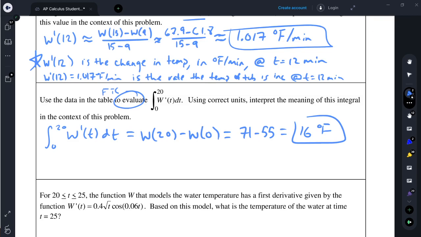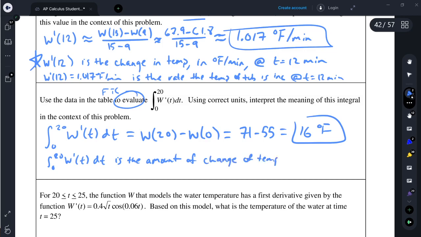So using correct units, explain what this means. So the integral from 0 to 20 of W prime of t dt is the amount of change of the temperature of water in the tub in degrees Fahrenheit between t equals 0 to t equals 20 minutes.